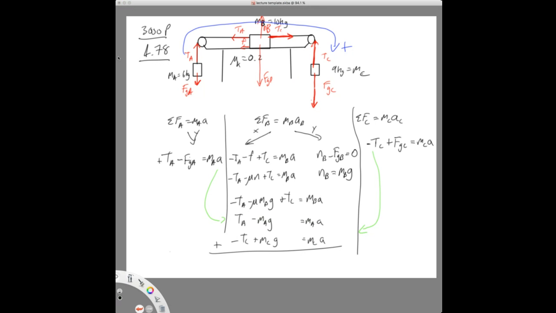When I stack them up and add them, I can see that the TAs are going to cancel and the TCs cancel. So on the left, I'm going to get MCg minus MAg minus mu MBg. And on the right, I'm going to go ahead and factor that a out because we're getting better and better. And I see everything's going to have an a. It's starting to feel kind of formulaic.